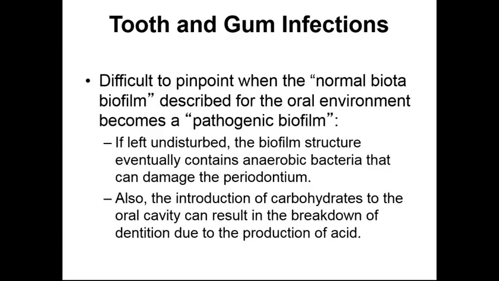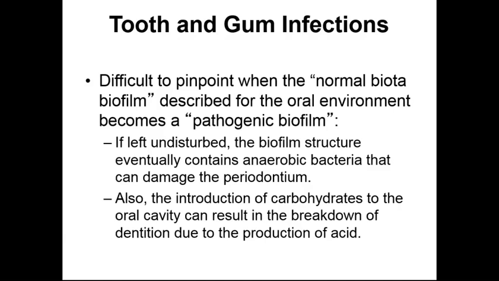Hi class, let's focus on some diseases of the oral cavity now. So we're going to focus on tooth and gum infections. These are difficult to pinpoint when the normal biofilm described in the oral environment becomes a pathogenic biofilm. It can occur. If left undisturbed, this biofilm, generally speaking, is going to start to become pathogenic. The anaerobic bacteria within the biofilm start to damage the periodontium.